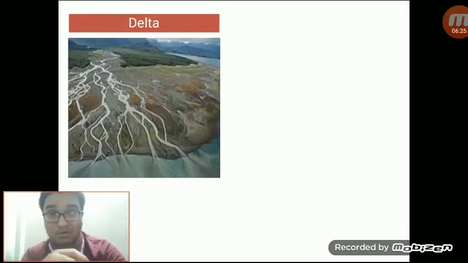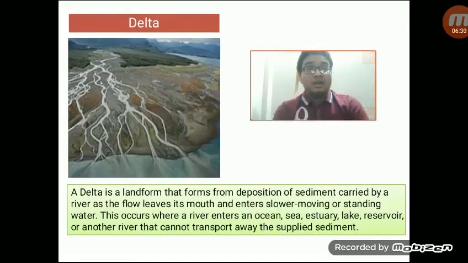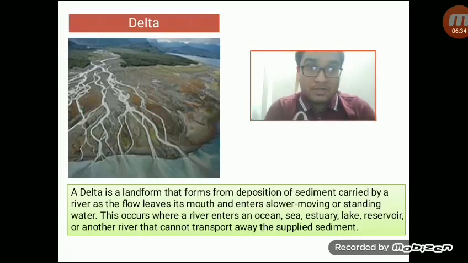Okay, so now I'm going to show you the definitions of the delta. A delta is a landform that forms from depositions of sediment carried by a river as the flow leaves its mouth and enters slower moving or standing water.